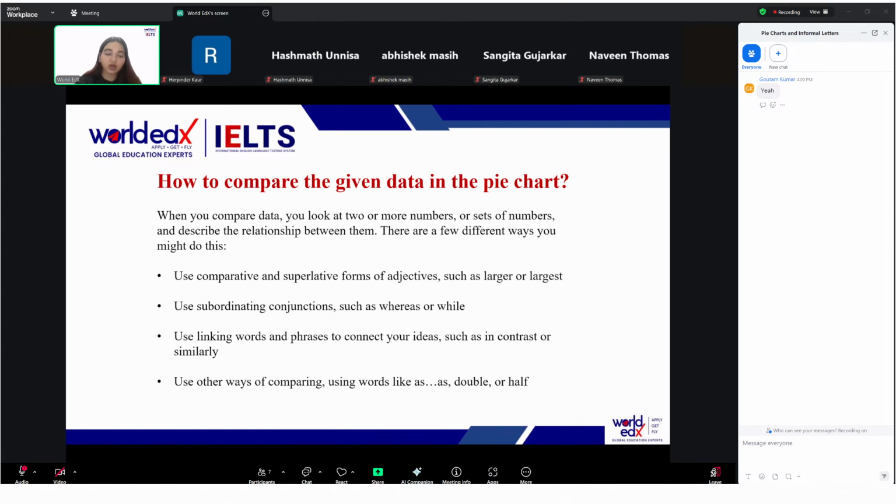So make sure that you are using these conjunctions or linking words appropriately, and use words like it doubled, it skyrocketed, it almost reached half of it, it reached a quarter. So you need to know the data pretty clearly. That's when you will be able to use them appropriately. So these are certain things that you have to remember.